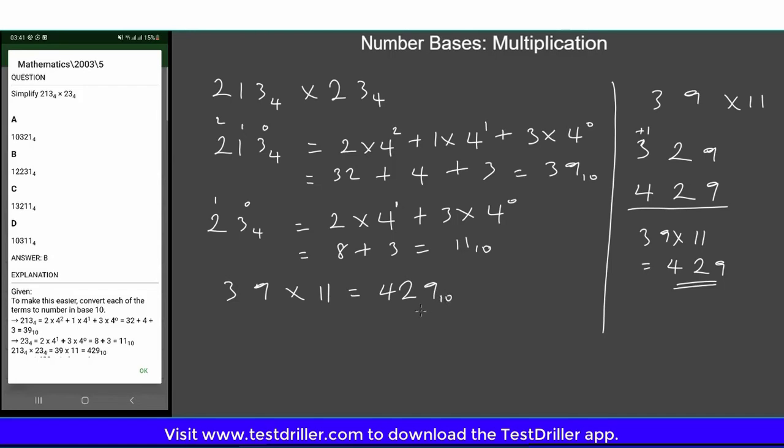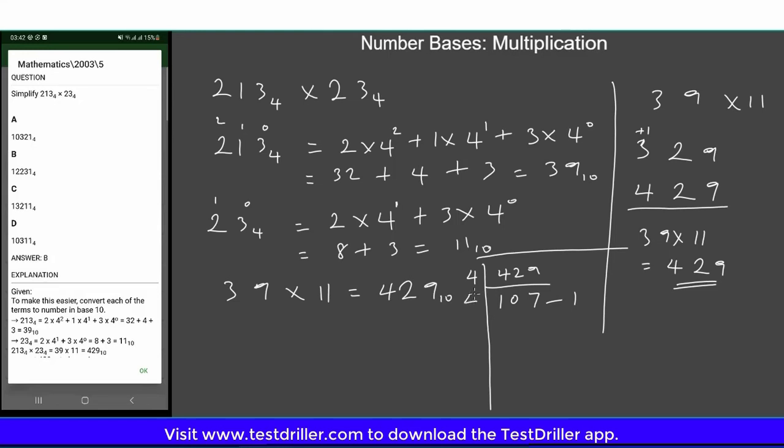So the next is to convert 429 in base 10 back to base 4. So how do we go about that? So let's get it done here. So here you have 429 and we want to convert to base 4. So you keep dividing by 4, right? So 4 in 4, that's 1. 4 in 2, that's 0. Then in 29, that will give 7, right? That's 28. So if you subtract 28 from 29, the remainder here will be 1.